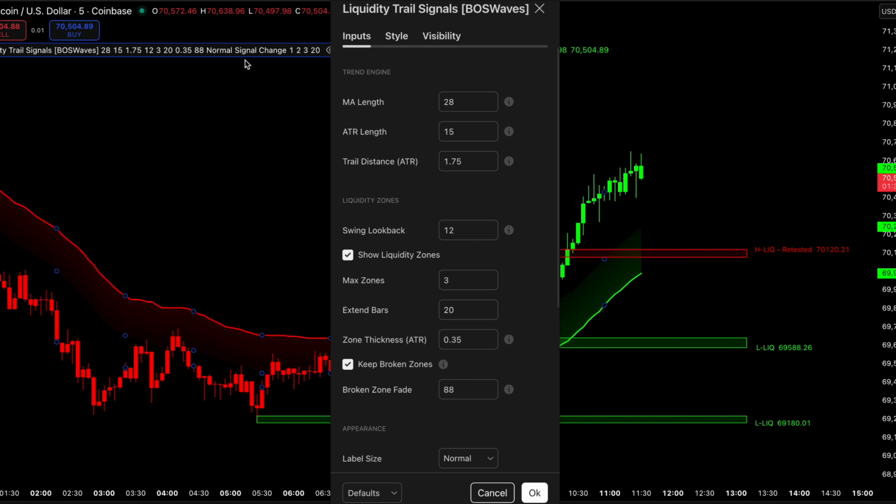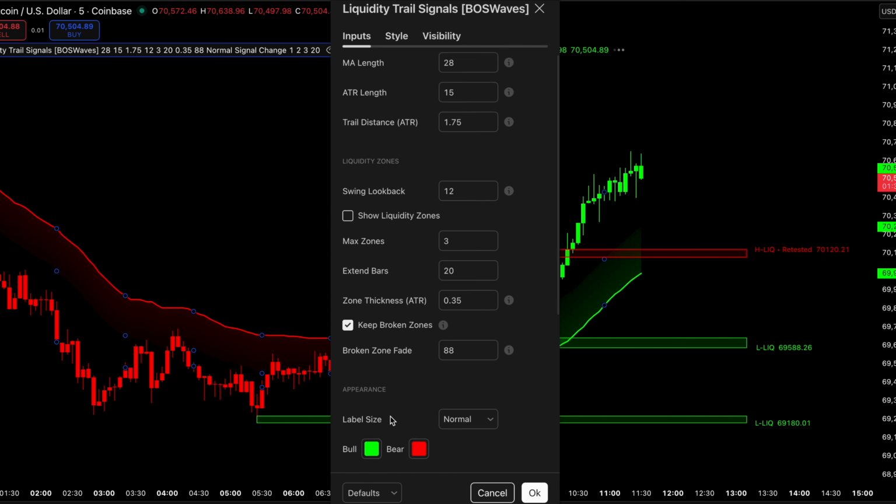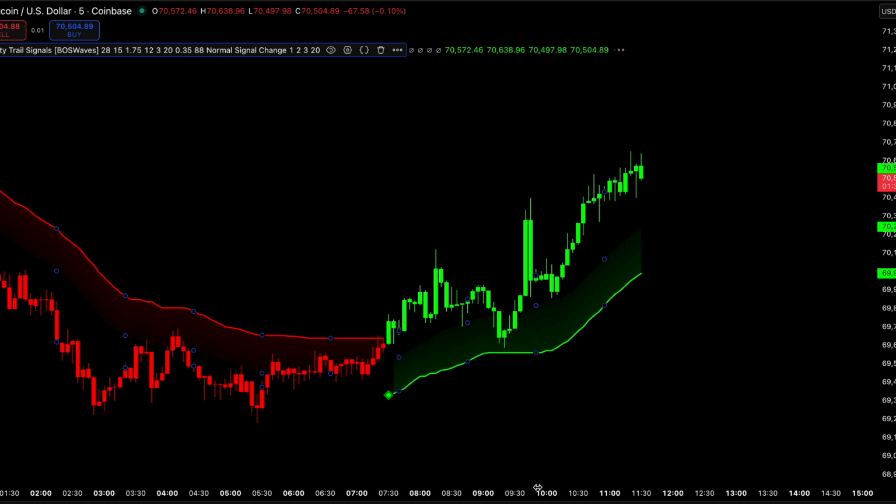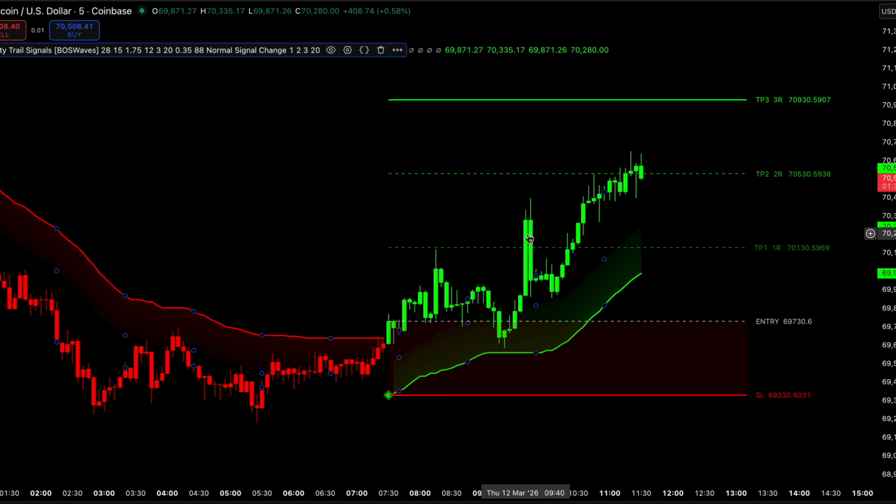We also have our position tool. If I select our position tool here, what you'll see is this is where the indicator separates itself from anything else you'll find. Every signal, whether it fires on a trend flip or a trail retest, automatically deploys a complete position layout directly on the chart. Your entry is marked at close of the signal bar. You have your stop loss that is placed at the current trail level, which is the most logical structural invalidation point for that trade.